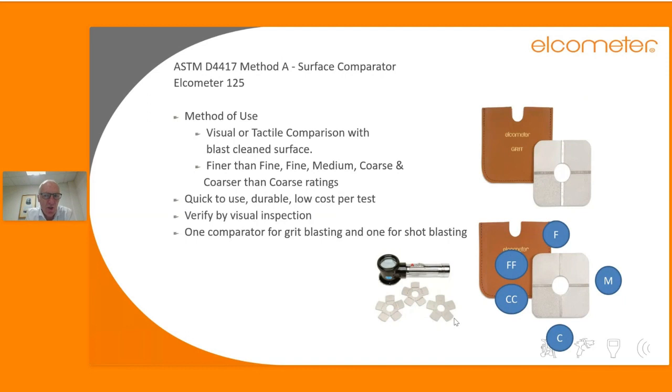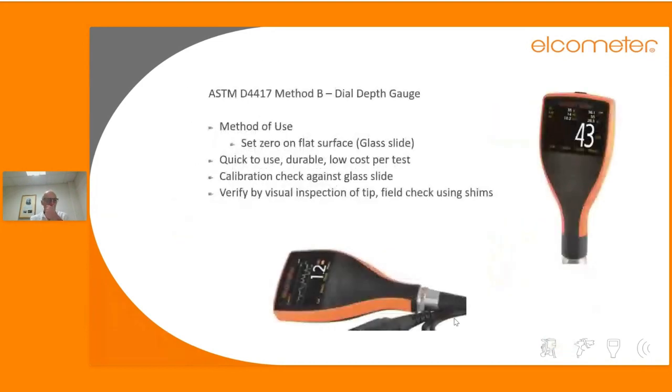What are the advantages of this? Well, it's a very low cost test. It's quick to use. It's very portable. It doesn't offer any ongoing costs. And it gives the variety between the grit and the shot. So a little bit of flexibility there. But at the end of the day, it can be described as not an exact science. So moving on to something that can give an actual value to the surface. Method B is the depth gauge or the Alcometer 224.